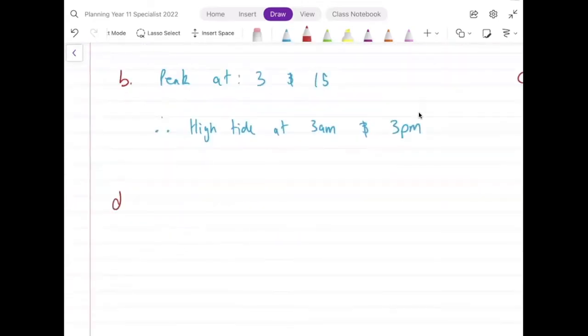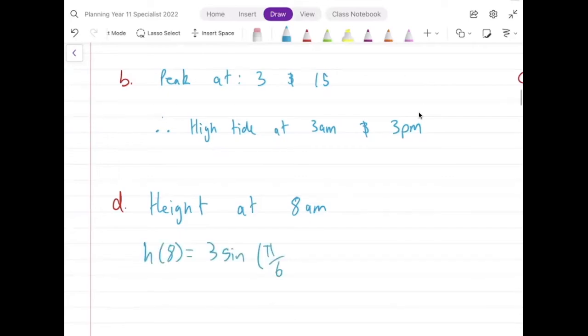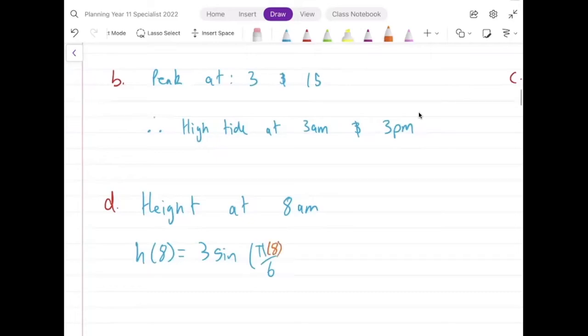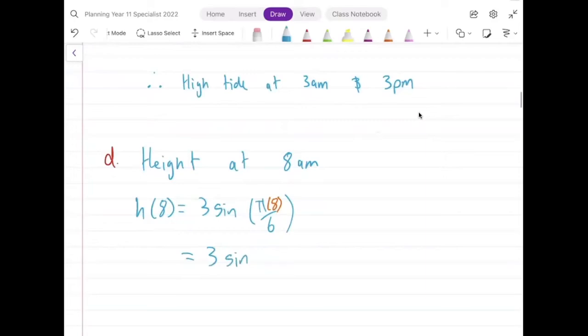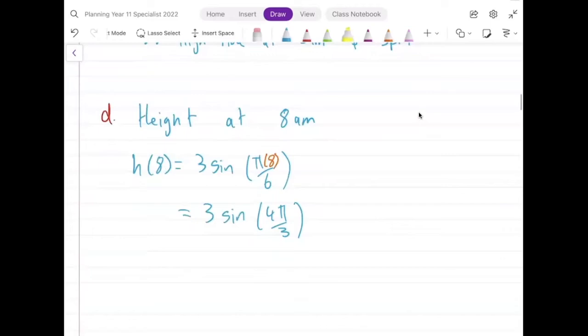Part D asks for the height at 8 a.m. If I know my time starts from midnight, that means my number of hours is 8. So I'm going to sub 8 into my original function, which is 3 sin(8π/6). If I simplify my fraction, that gives 3 sin(4π/3). Because it's over 3, I'm going to use my π/3 exact value, which becomes 3 times sin(π/3), which is root 3 over 2.